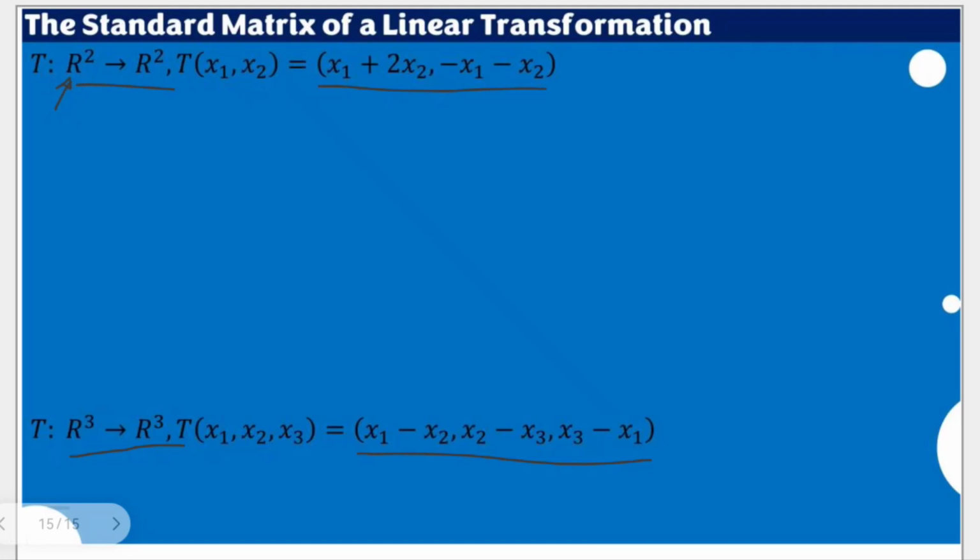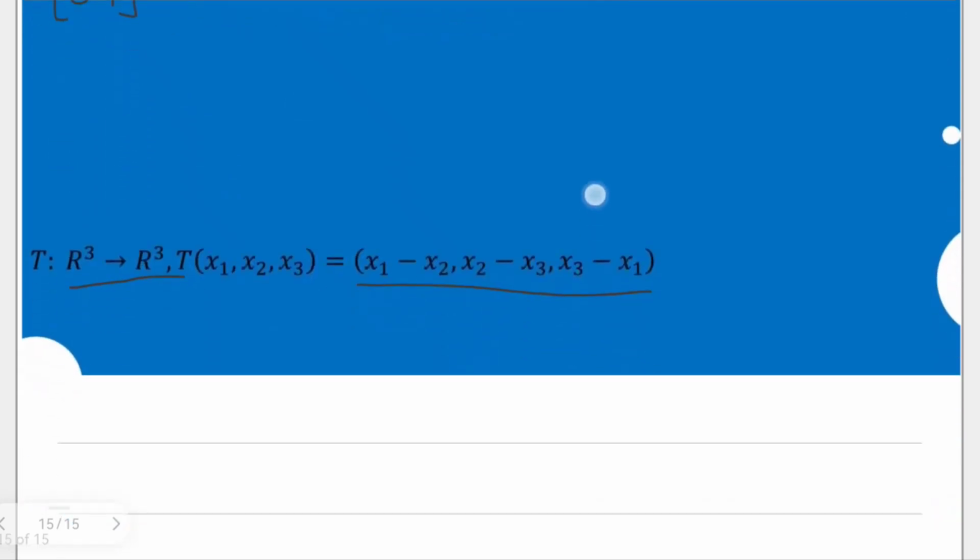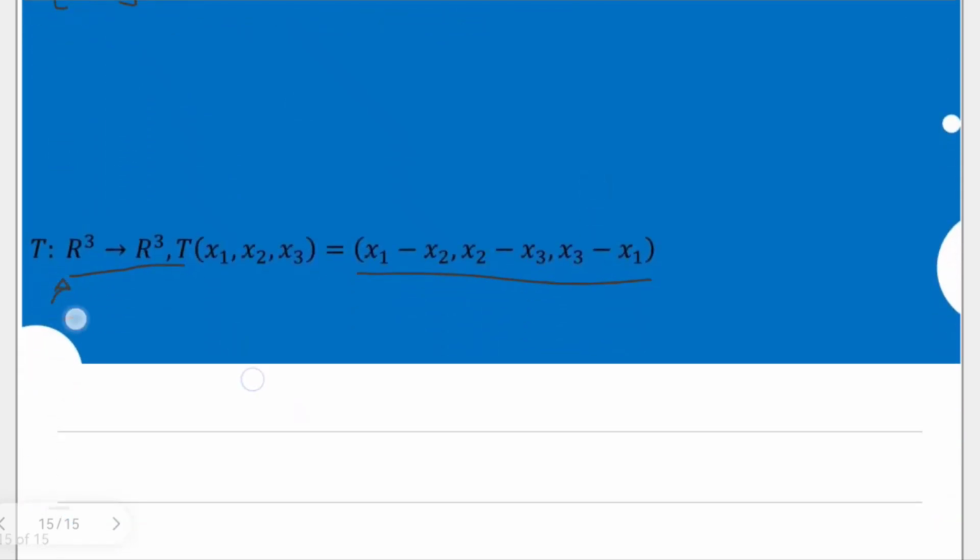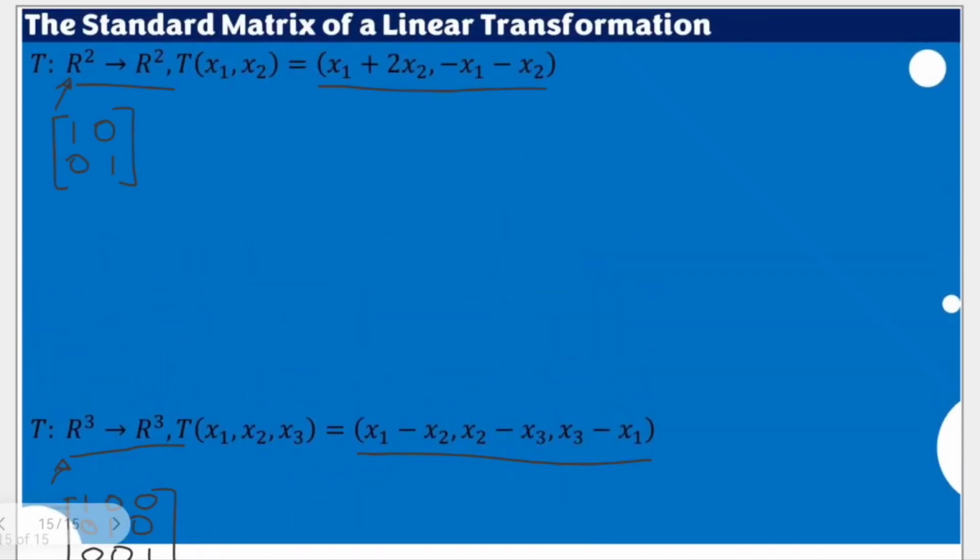of our domain. In R2, the standard matrix of our domain is in this form: 1, 0, 0, and 1. But for R3, the standard matrix is 1, 0, 0, 0, 1, 0, 0, 0, 1. These are called standard matrices because whatever the results of all matrices in R2 and R3 respectively, they are generated from these two respective standard matrices. Now we are going to use the columns here.